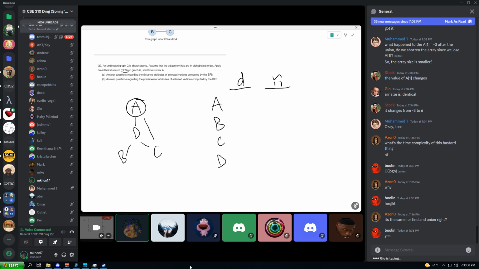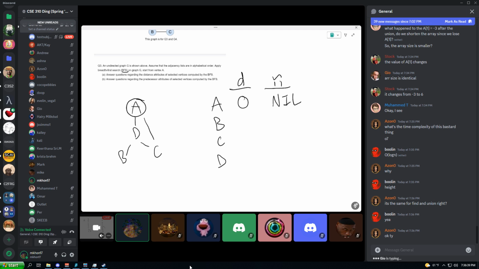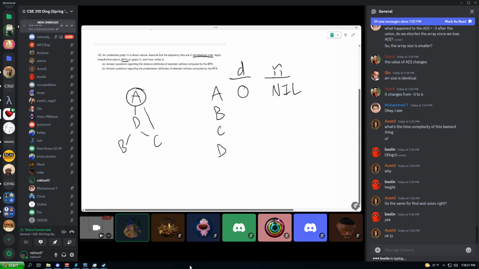Since we're starting with A, that means our root is guaranteed nil and our distance is guaranteed 0. Your start node will always be like that. Remember, this is in alphabetical order, so whichever ones you interact with, the first one has to be the earliest alphabetically. Beyond that, you can get started.